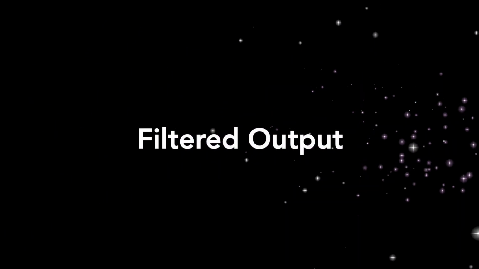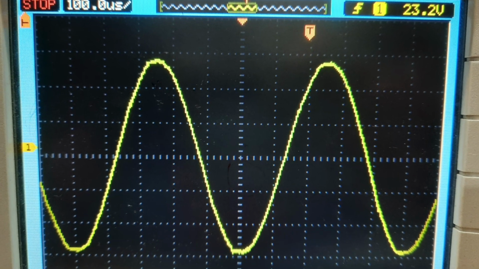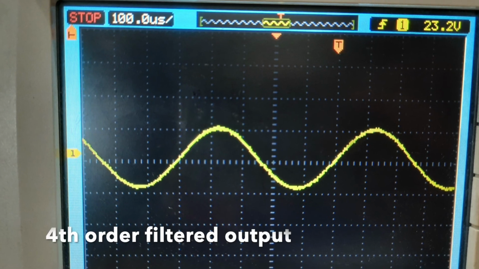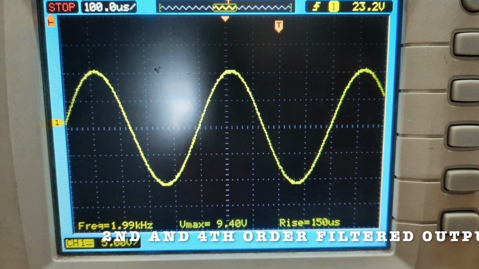The sample signal can be reconstructed by passing it through a low-pass filter, provided that it satisfies the Nyquist criterion, which states that the sampling frequency must be twice the frequency of the message. So here are some of the filtered outputs of the low-pass filters. We have a second order low-pass filter output, a fourth order low-pass filter output, and an output of a mixture of the second as well as the fourth order low-pass filter.